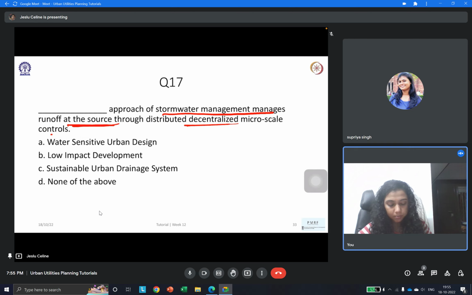Let's go by elimination. Sustainable urban drainage system, no, because that means you need to consider all the aspects and it'll be an integrated approach. It cannot be controlling only at the source, and it will not be distributed, decentralized. This is micro scale, a very small scale. The urban drainage system will not be at a micro scale; drainage system is more vast. So it cannot be this. Then you have low impact development and water sensitive urban design. So is it water sensitive urban design? Are you designing the urban city based on this?